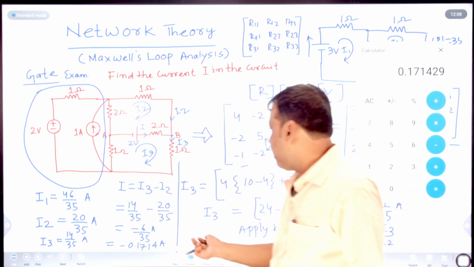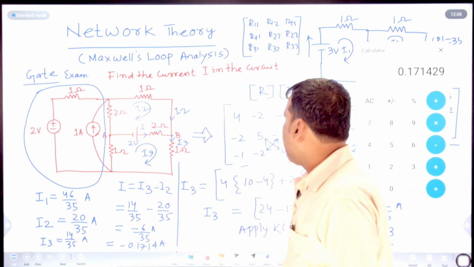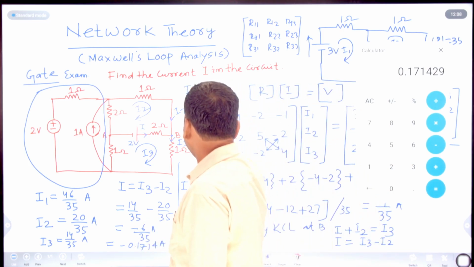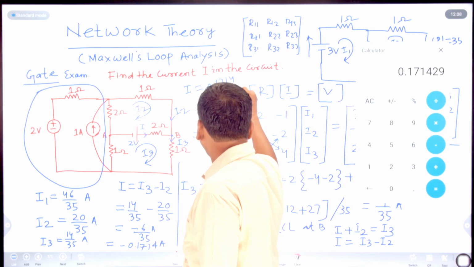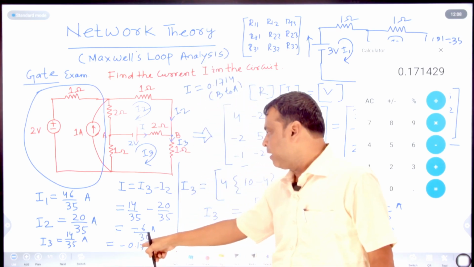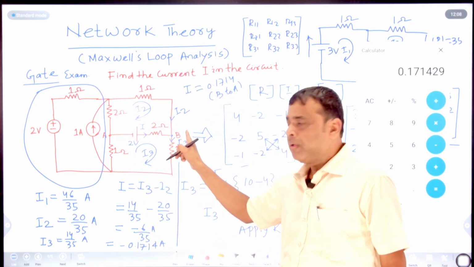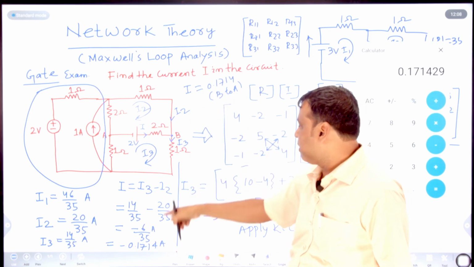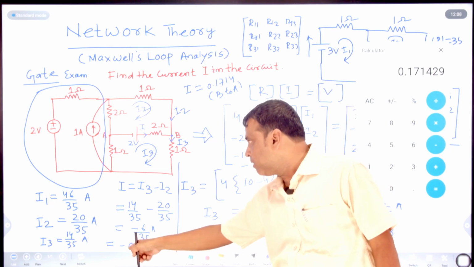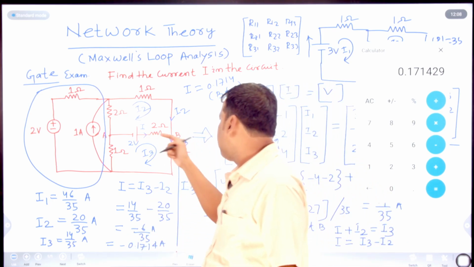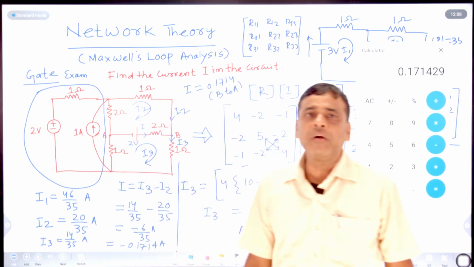And here, if you write the positive number, I equals 0.1714, and you can write that it is B to A. If you put the minus sign, that means A to B. If you write B to A, that indicates this is positive, here this is negative. This negative sign indicates that the direction of current flow is from B to A, not A to B.